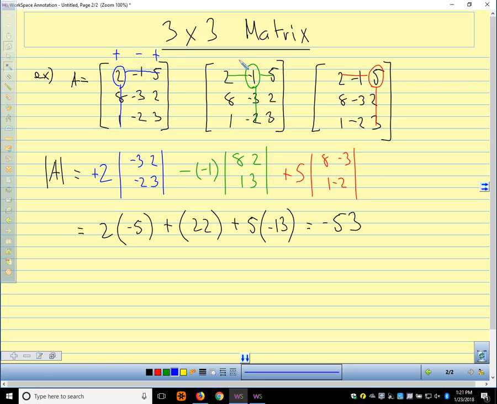Yeah. A would equal 53. The determinant of A. Oh, so that's not like the absolute value. No, this is for matrices. That means determinant. I'm sorry.